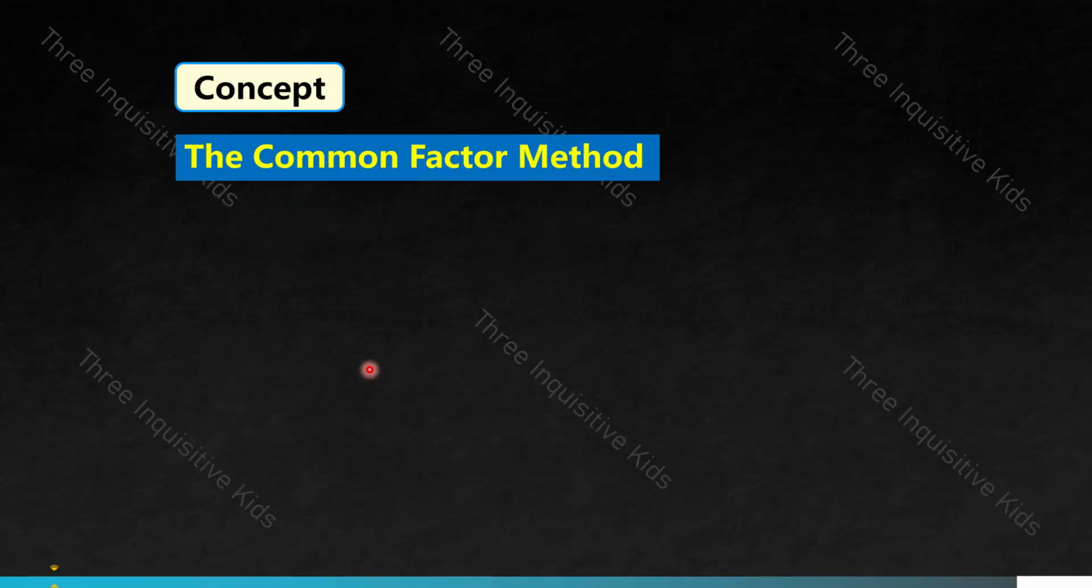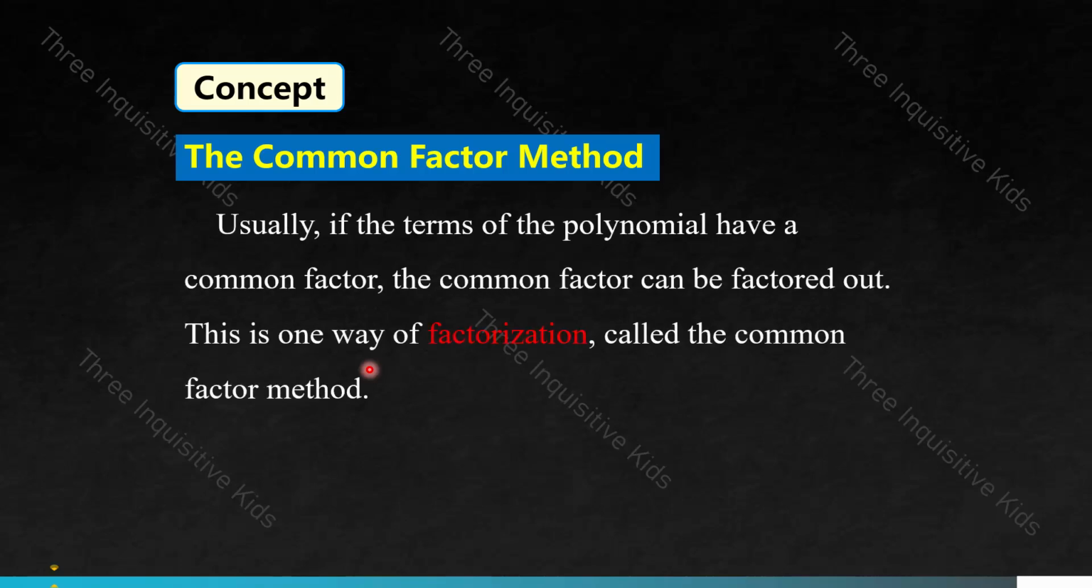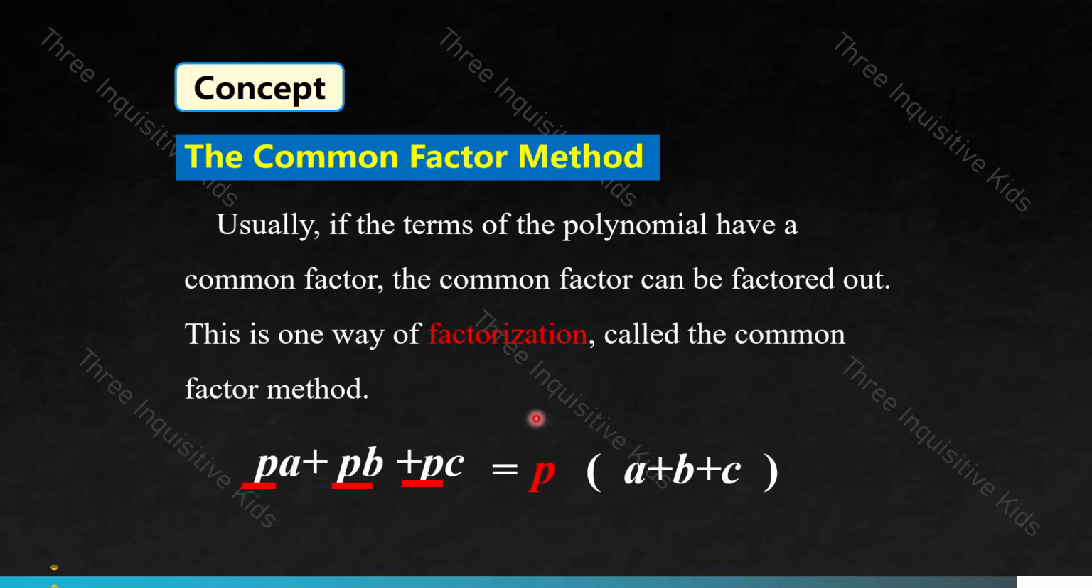So here is the concept that we are aiming for, the common factor method. Usually, if the terms of the polynomial have a common factor, the common factor can be factored out. This is one way of factorization, called the common factor method. There are many other ways to do factorization, and the rest of the lessons of this unit will be focused on the other ways. So here in pa plus pb plus pc, p would be our common factor, and we can factor that out to have p times the sum of a, b, and c.